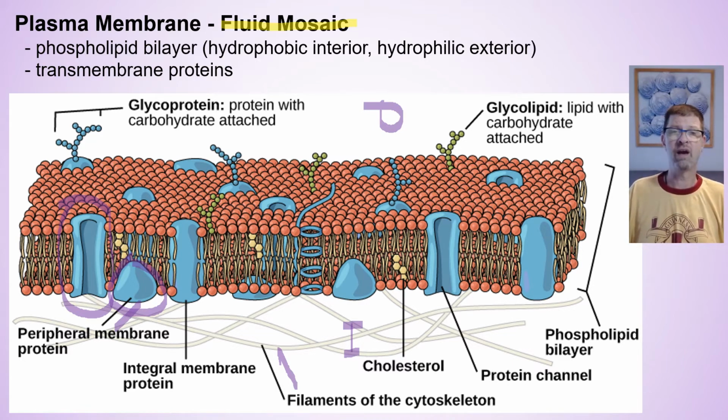So what do we have here? We have hydrophobic interior, hydrophilic exterior. We learned about that before. And then transmembrane proteins that are free to move about within that structure. Again, all of this is about maintaining equilibrium or flow from one side of the membrane to the other.